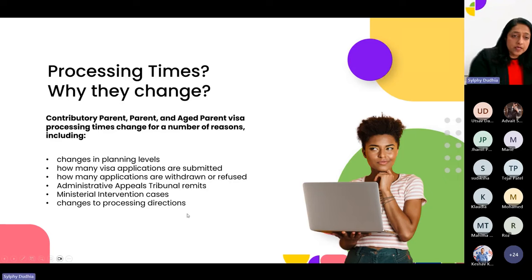The processing time changes if there is a change in the planning levels, depending on how many visa applications are submitted, how many visa applications are withdrawn or refused, how many applications went to AAT remits, ministerial intervention cases, and changes to the processing directions.